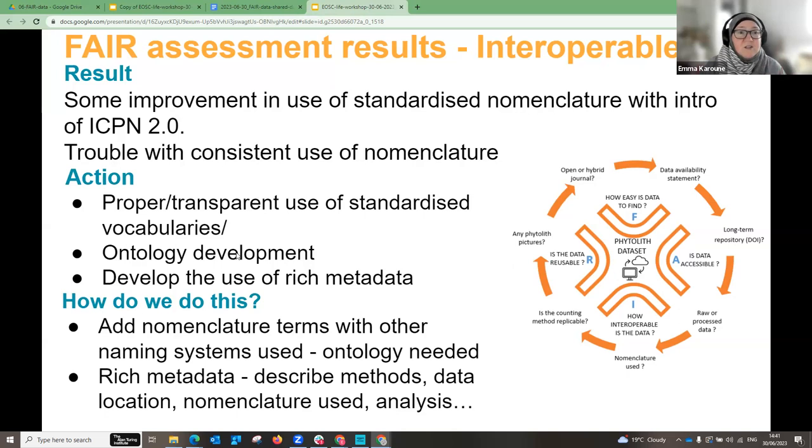That's something we need to continue working at: educating our community in the use of the standard vocabulary. We've also been starting to develop an ontology, which is going to help with linking together the different standard vocabularies that are used. And then we also need to think about using this very rich metadata to understand the terminology, so we can put more information into articles and with the data that we deposit about how we've named the different phytoliths in our data sets.